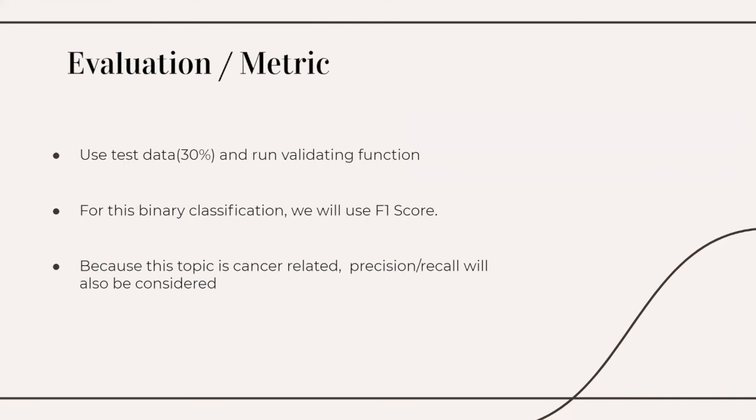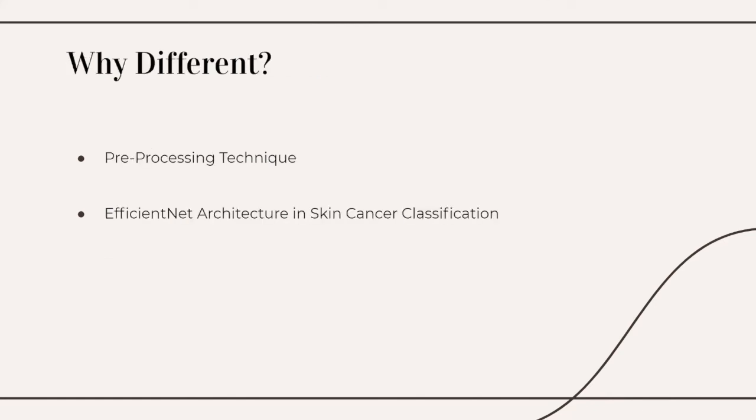We use 30% of the entire data as our test data and we'll run through the validating function. Because we're doing a binary image classification, we decided to use F1 score as our metric. Furthermore, because we are dealing with skin cancer and its classification, it is also crucial to consider the precision and recall independently. Our model differs from other existing work as we came up with our own preprocessing techniques. Also, we noticed that there aren't many skin cancer classifications using EfficientNet. This further differentiates our work from existing works.